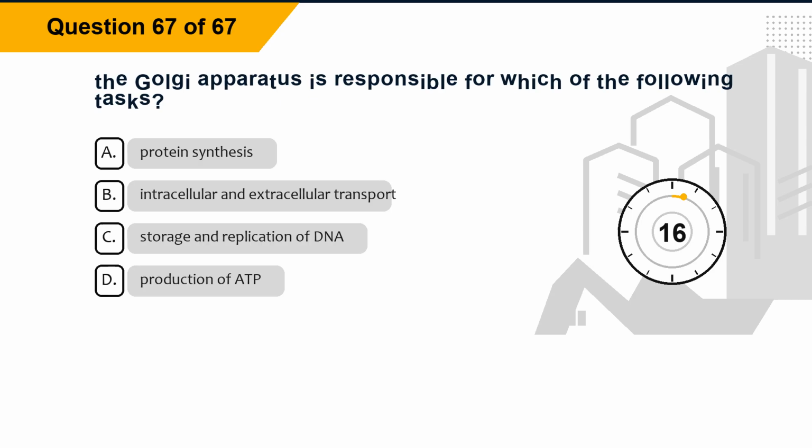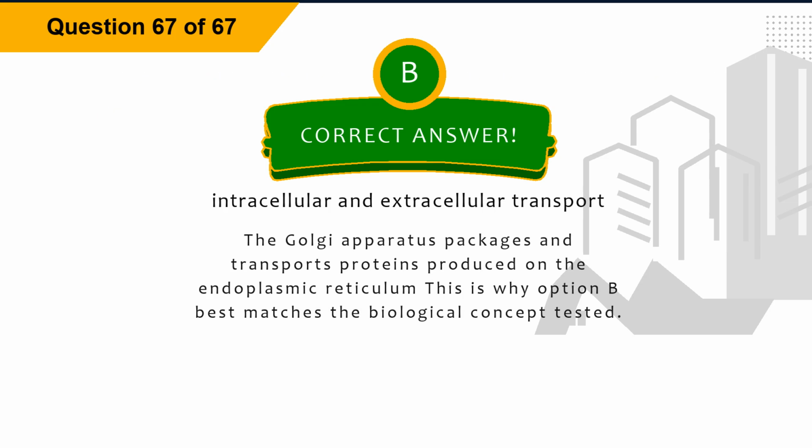Question 67. The Golgi apparatus is responsible for which of the following tasks? Option A, protein synthesis. Option B, intracellular and extracellular transport. Option C, storage and replication of DNA. Option D, production of ADP. The correct answer is option B, intracellular and extracellular transport. Explanation. The Golgi apparatus packages and transports proteins produced on the endoplasmic reticulum. This is why option B best matches the biological concept tested.